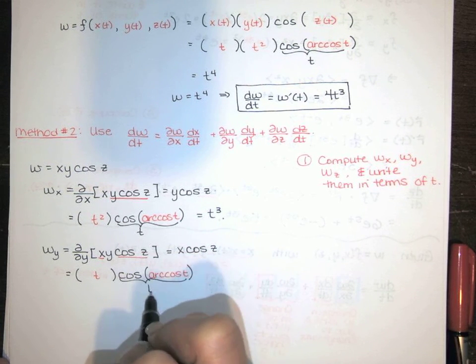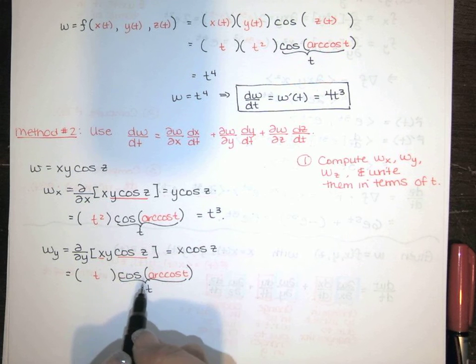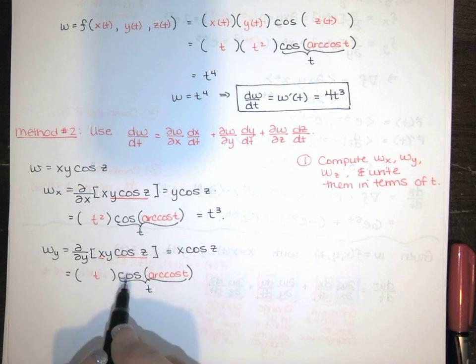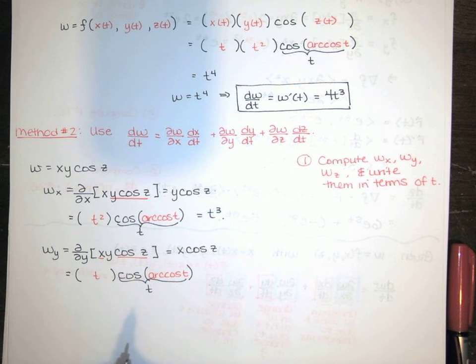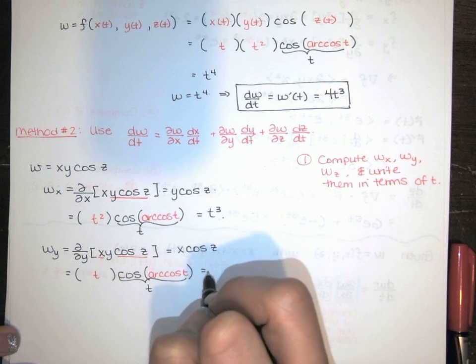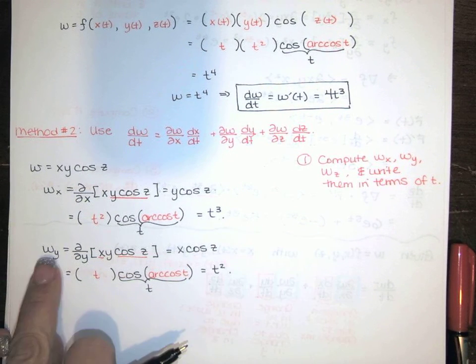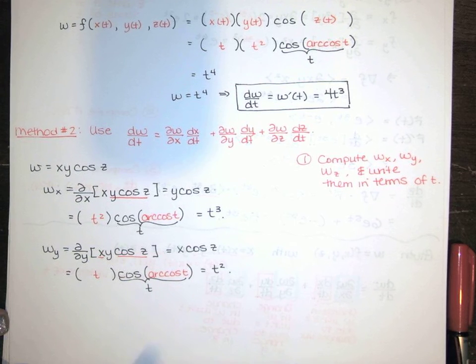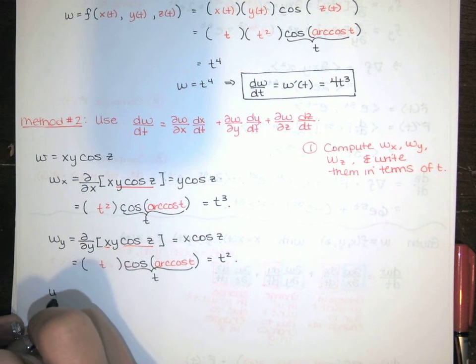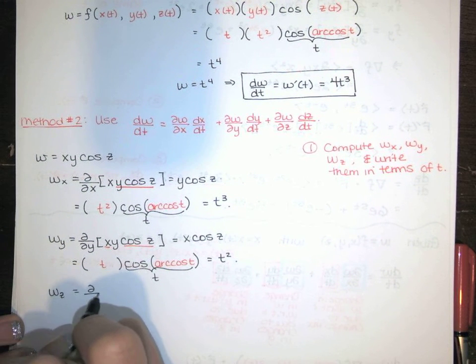So this ends up being the cosine of the arc cosine. Those just undo each other and you just get what's inside. That's t, because they're inverse functions. And t times t is t squared. Okay, so that's the partial of w with respect to y in terms of t. Now we need the partial of w with respect to z.